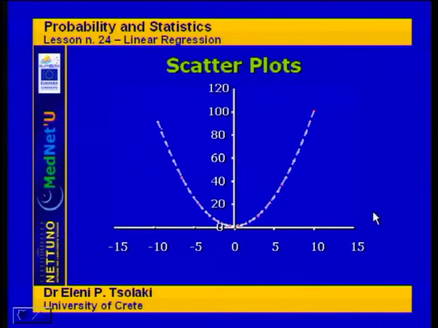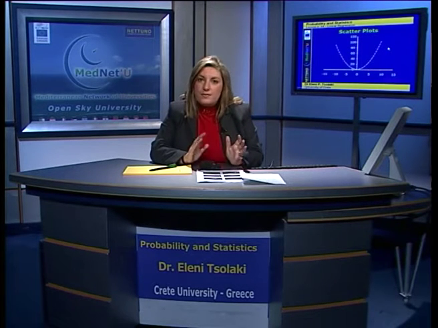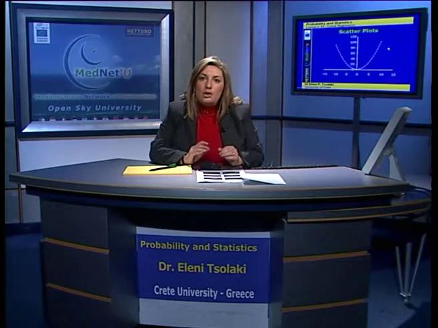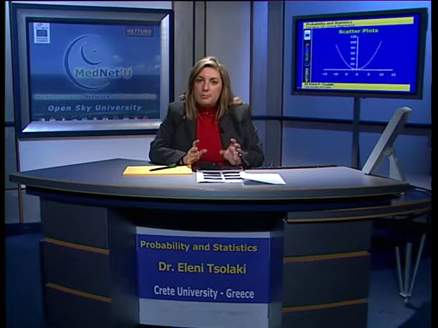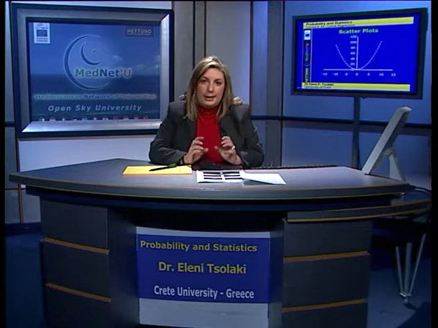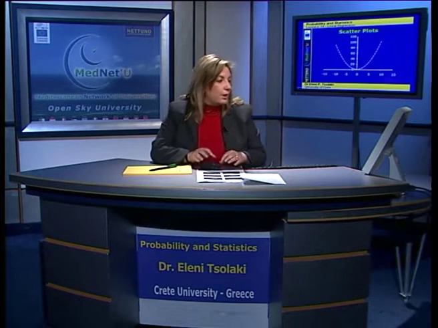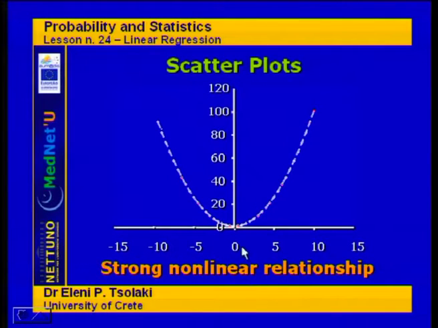Our fourth plot here, we see that some data here underneath this line, they form some kind of pattern. We can see a pattern, they are not all over the place as we've seen in our first picture. So there is some relationship, but this relationship is not linear. So in this case, we are talking about a non-linear relationship.